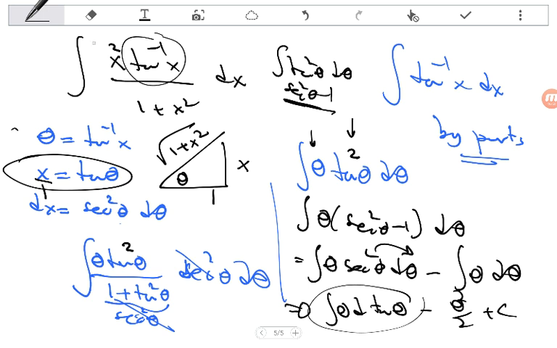Okay, so I've learned also how to, if I have some inverse symmetric function inside the integral, we eliminate it, or we make a substitution for it by theta.